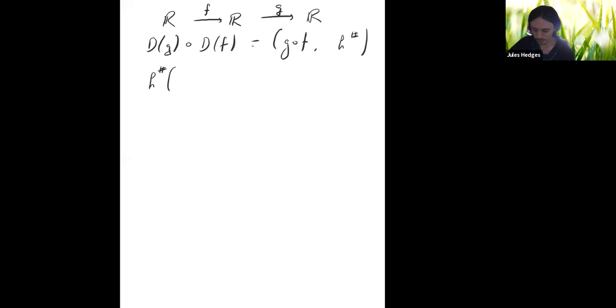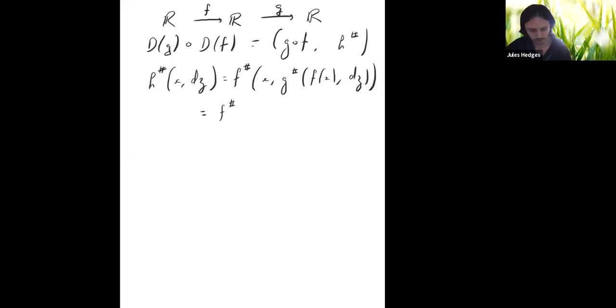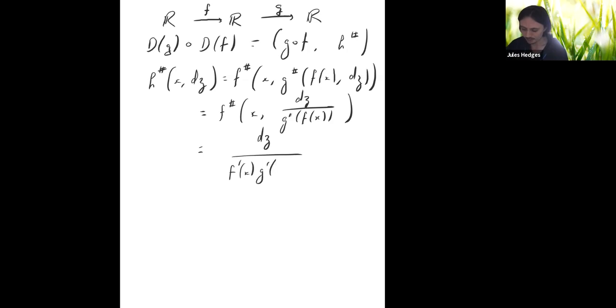Okay, if I just write the lens composition law, this takes an x and a dz. I'm just going to mechanically translate this: f sharp of x, f of x, dz. Expand the definition of g sharp, which is coming from the derivative of g. So this is f sharp of x and dz over g prime of f of x. Now it's starting to look a little bit like the chain rule. And then this is dz over f prime of x, g prime f of x. So if I call this dx and then I rearrange, then I get dz over dx is f prime of x, g prime of f of x.